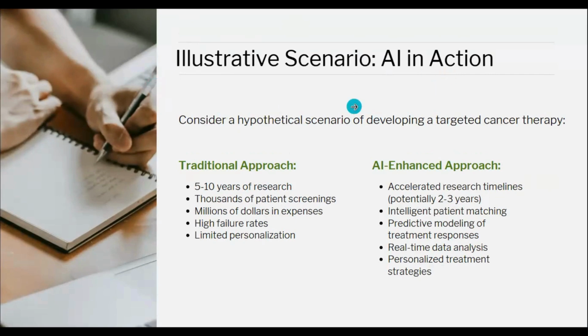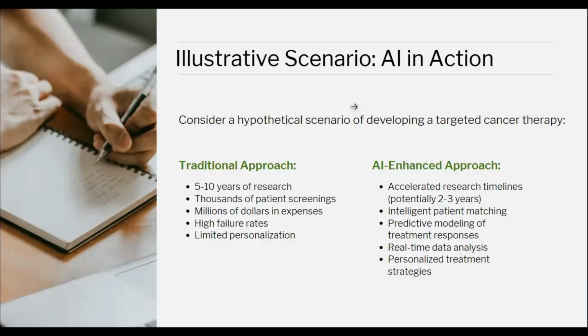So when we talk about an illustrative scenario of AI in action, we will consider only the clinical trial, not go beyond it. Consider a hypothetical scenario of developing a targeted cancer therapy. Through the traditional approach, it takes 5 to 10 years, thousands of patient screenings before enrolling them, and then millions of dollars in expenses, a higher failure rate, and limited personalization.